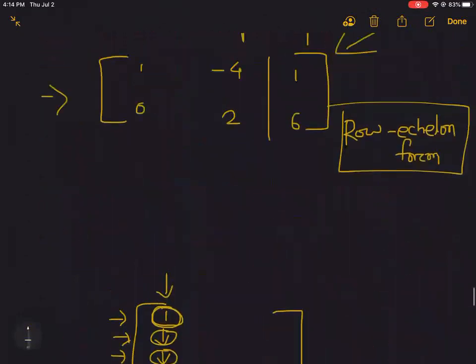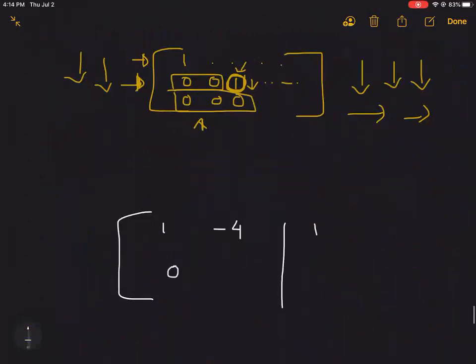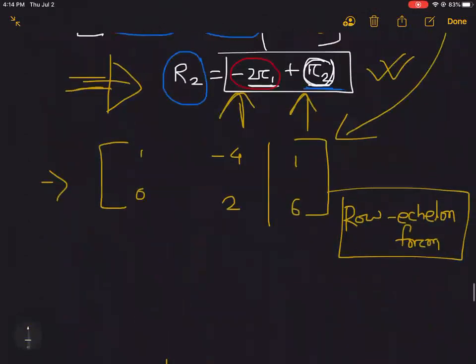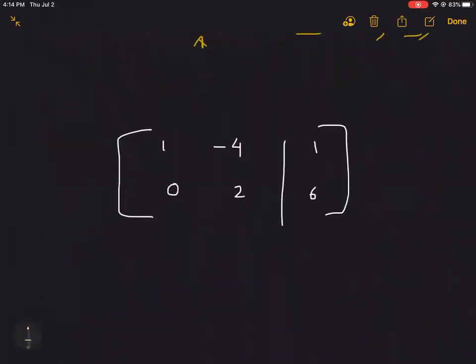from that. So 0, 2, 6. I think that's the row echelon form, isn't it? 1, negative 4, 1, 0, 2, 6. Yeah. So as you can see, this guy is 1. That's all right. No problems with that. And below that we have a 0. That's all right as well.